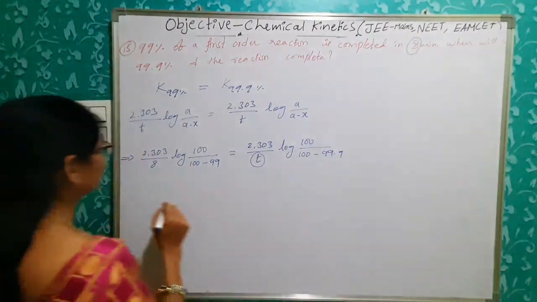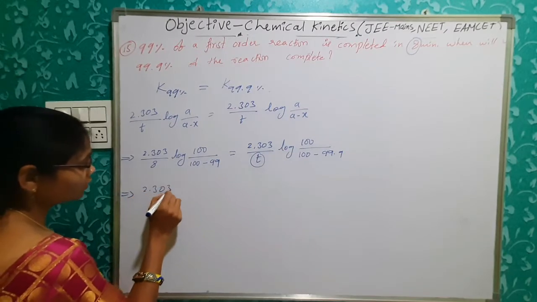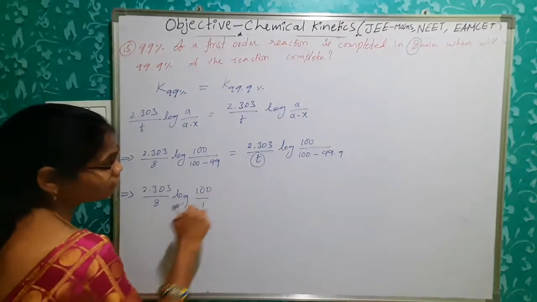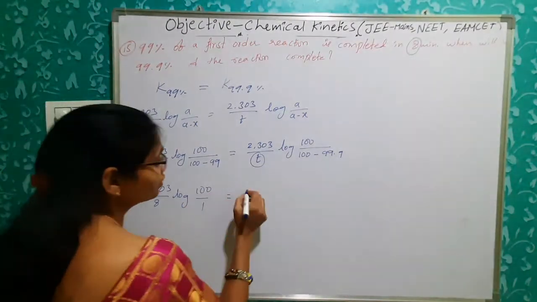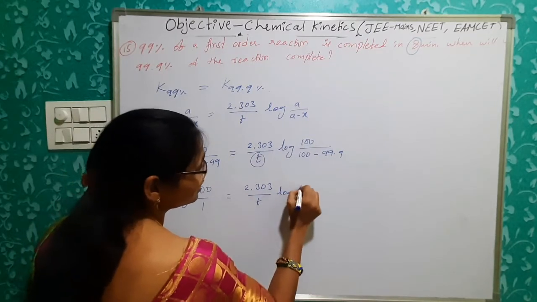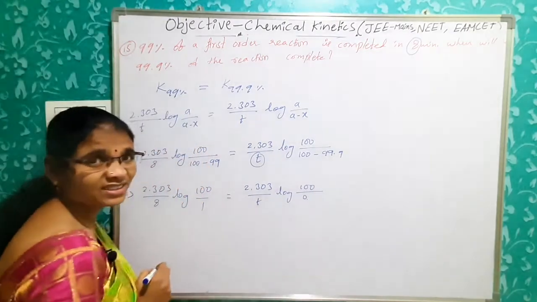Okay. Now here, 2.303 by 8 log 100 by 1 only. Here, 2.303 by T log 100 by so much, 0.1.